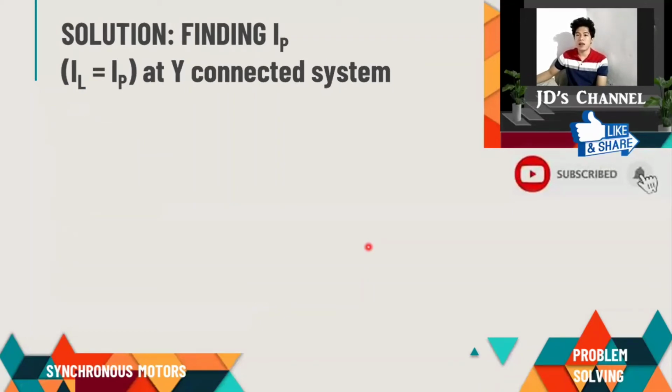So the next one, class, is finding the I phase. Since we have a Y connected system, the I phase, or phase current, is equal to the line current. So we will use the formula from earlier: our phase current equals Ps over 3 multiplied by our V phase, and our power factor, the cosine theta.